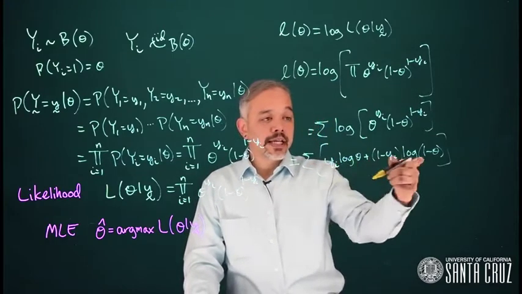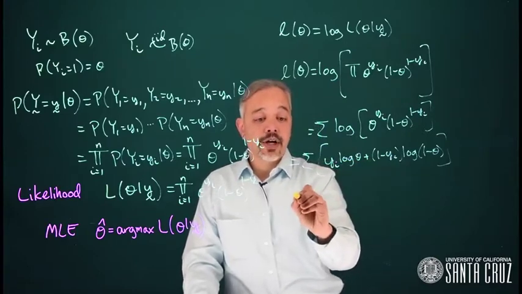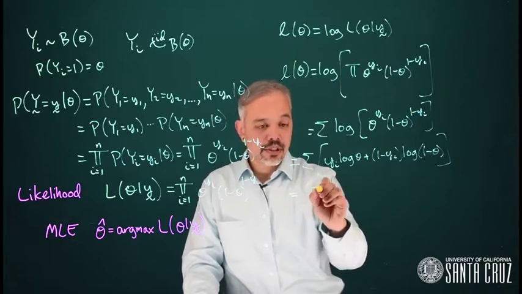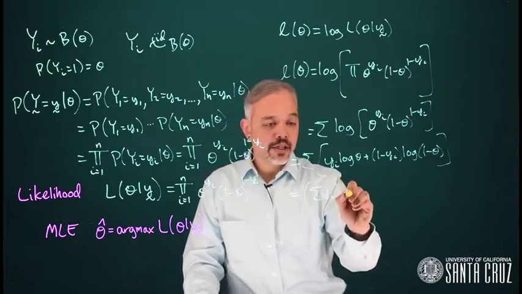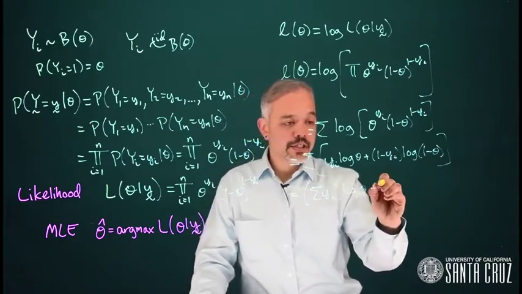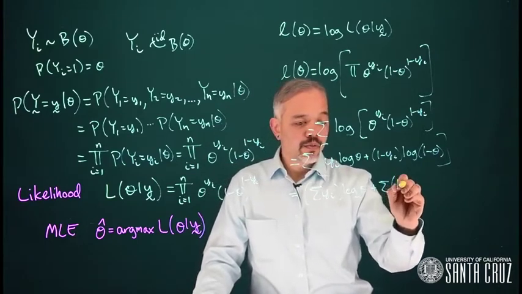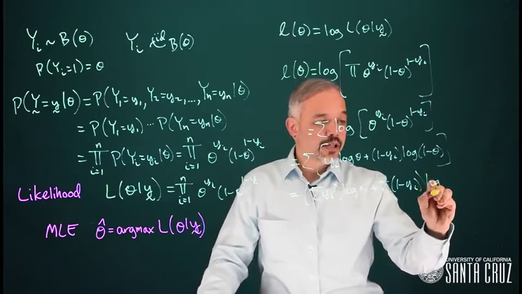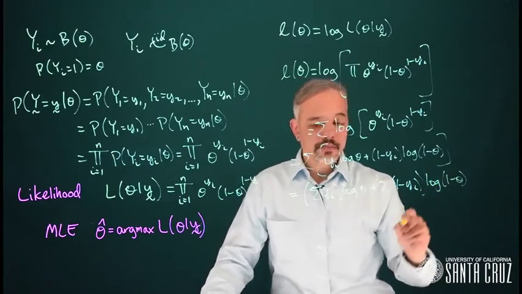Now we can pull the thetas out because they don't change with i as we take the sum. And so this turns into the sum of the y sub i's times the log of theta plus the sum of 1 minus y sub i times the log of 1 minus theta.